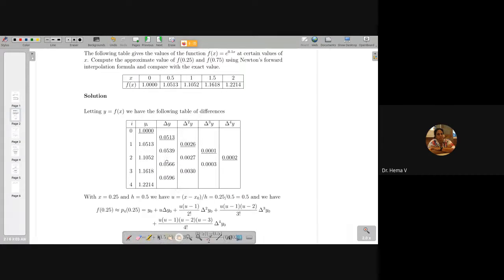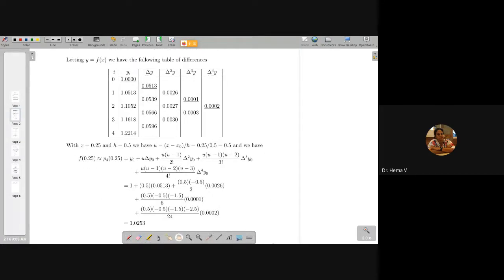Okay. And for the underlined values, for the forward difference formula, we are using these values: y naught, delta y naught, delta square y naught, delta cube y naught, and delta raised to 4 y naught, and substitute them here. And what is u? U is nothing but x minus x naught by h. What is x? The polynomial variable you are going to fix. X naught is the initial value, but here it is 0.